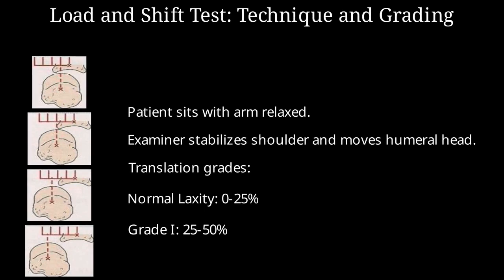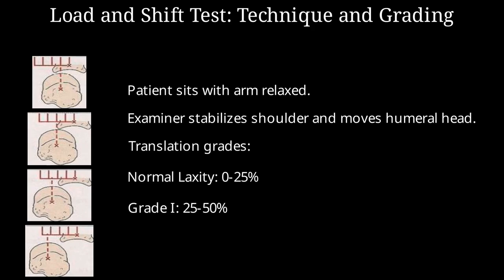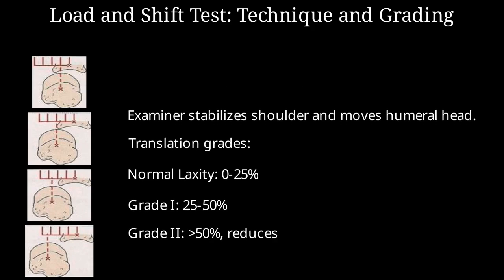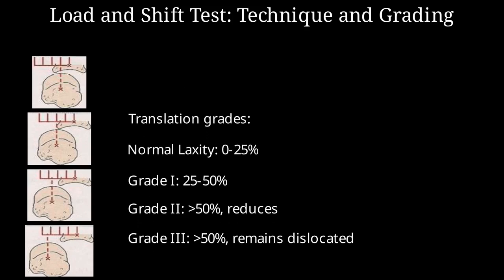The patient sits with the arm relaxed. The examiner stabilizes the shoulder and gently pushes the humeral head anteriorly or posteriorly. Translation is graded as normal laxity, 0-25%, grade 1, 25-50%, grade 2, 50%, reduces, and grade 3, 50%, remain dislocated.